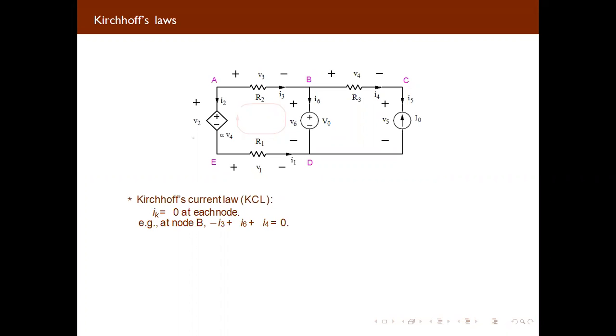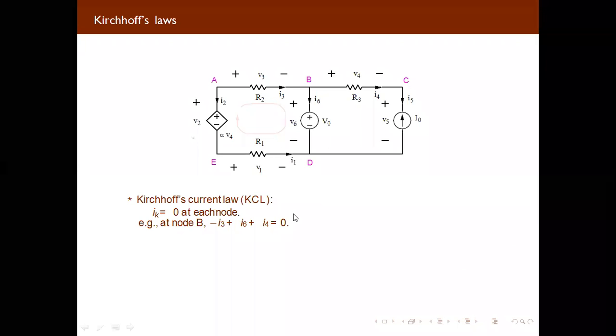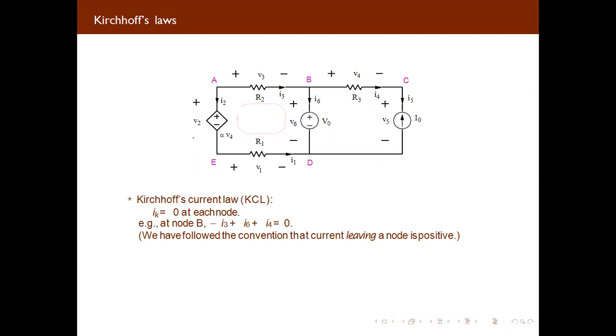So now, if we are applying it at node B, we will get this equation. If we are taking I3 as negative, what will become? I4 and I6 will become positive. So our equation will become minus I3 plus I4 plus I6 equal to 0. So according to Kirchhoff current law, incoming current is equal to the outgoing current, or we can say the summation of the current at any node will be 0. And we are following the sign convention, because if current leaves the node we are taking it positive, and if current is coming we are taking it negative.